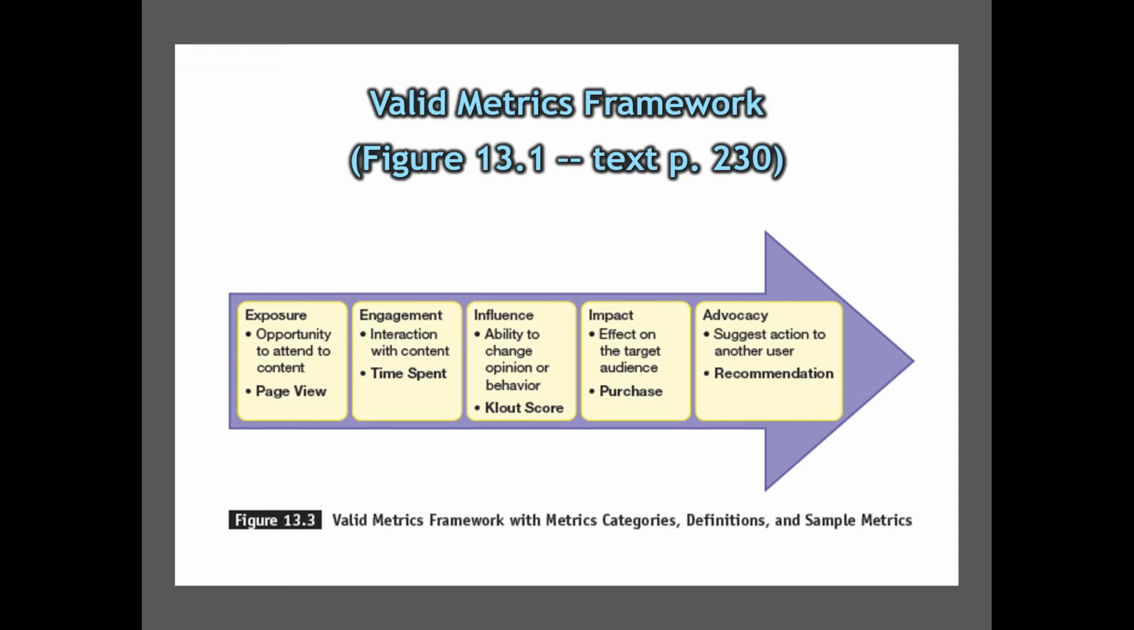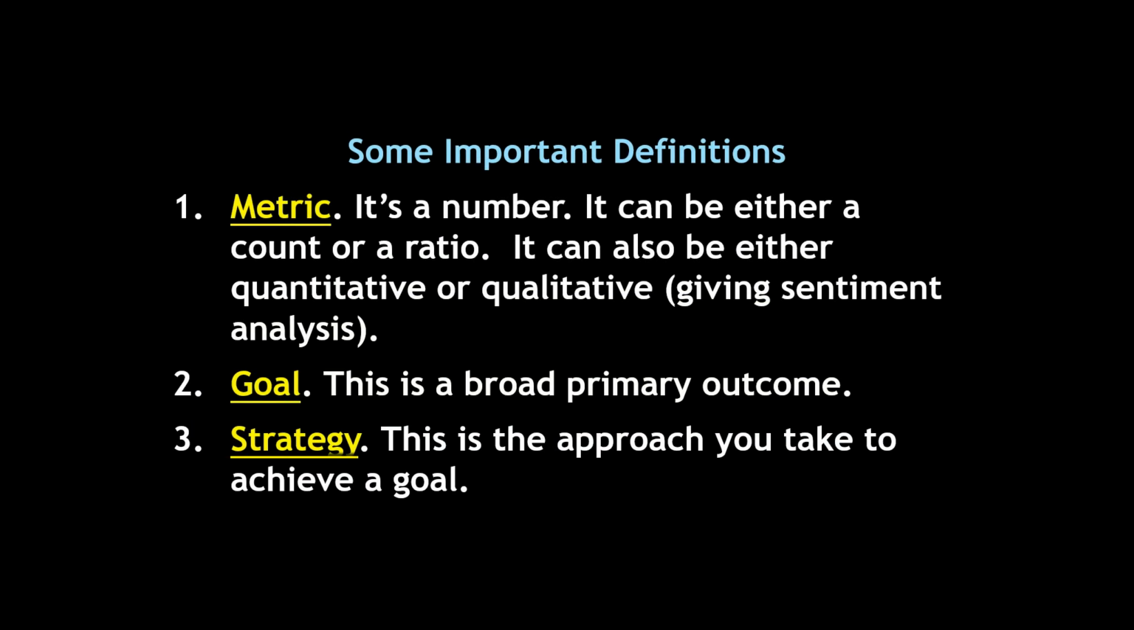Finally, advocacy. Suggest actions to another user. And that would be one of those where we get involved in the word of mouth aspect of social media, where others are willingly sharing your content and helping to create awareness for you. So recommendations is another metric that would be valuable to many people. So that is the Valid Metrics Framework.